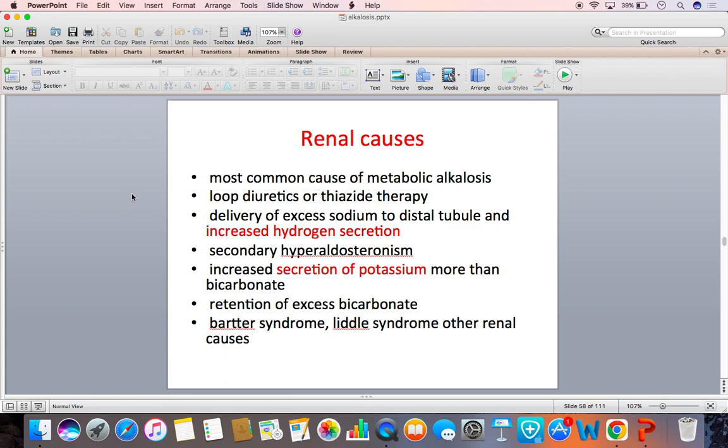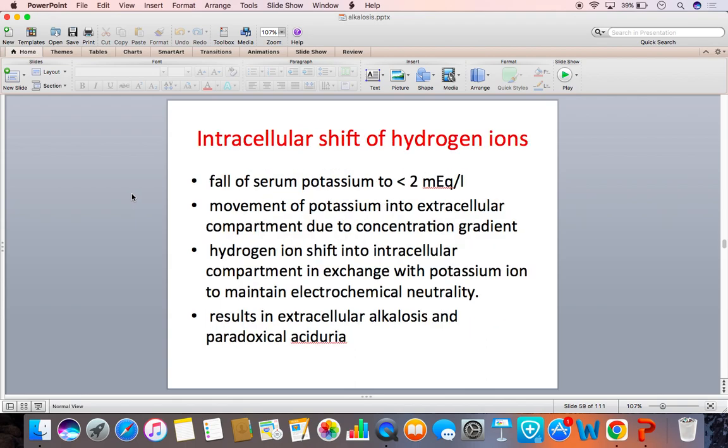There are certain syndromes, Bartter syndrome, Liddle syndrome, or other renal causes. Intracellular shift of hydrogen ions results in, again, alkalosis. Fall of serum potassium to less than 2 milliequivalents per liter, very dangerous, causes movement of potassium into the extracellular compartment due to concentration gradient. When serum potassium falls below 2 milliequivalents per liter, there is movement of intracellular potassium into the extracellular compartment because of the concentration gradient.